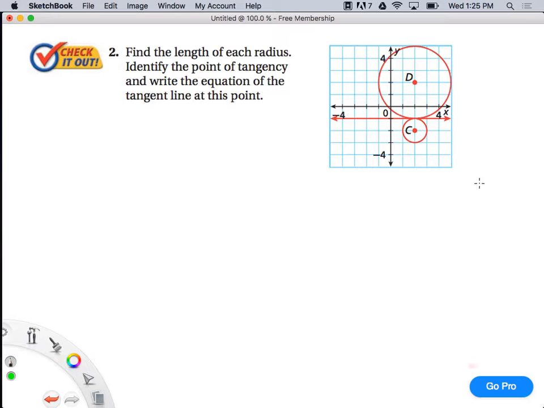Wait, the radius to the black line? My God.